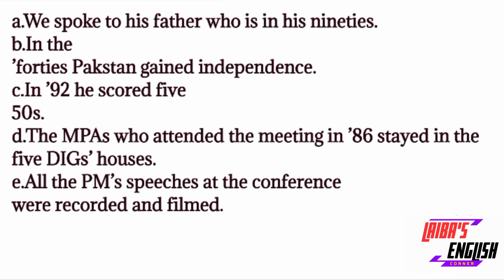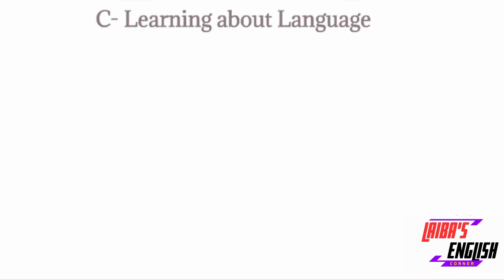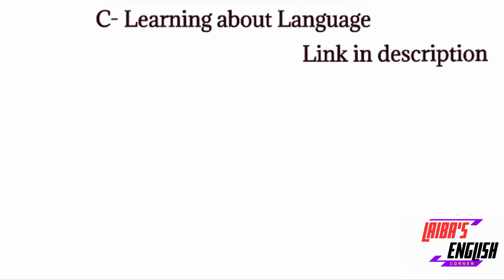So as a whole, apostrophes have three main uses. When we omit some letter or when we show some possession, we use an apostrophe there. So part number 3 is learning about language. In learning about language, first we are going to talk about direct and indirect speech.